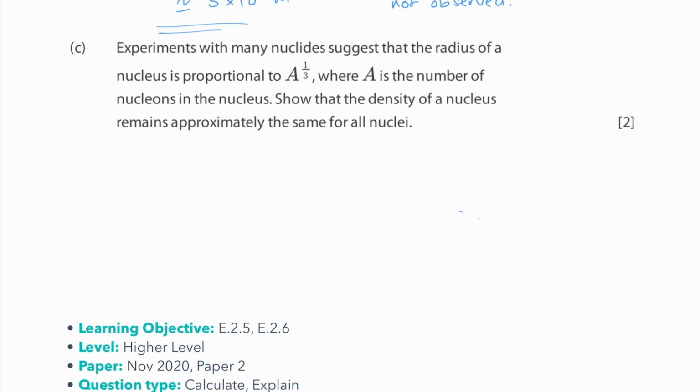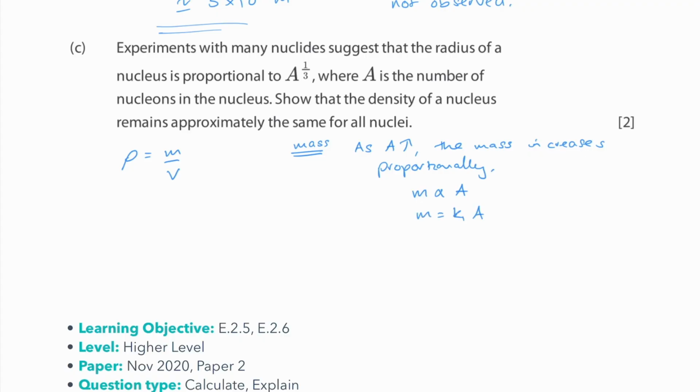Let's go with this. Density equals mass over volume. Let's look at mass first. As you increase the number of nucleons, you can imagine that the mass will increase proportionally, right? It just makes sense. If you add more nucleons, the mass gets bigger at the same rate. So mass is proportional to the nucleon number. So we can actually say mass equals K1A, and K1 is just a constant.